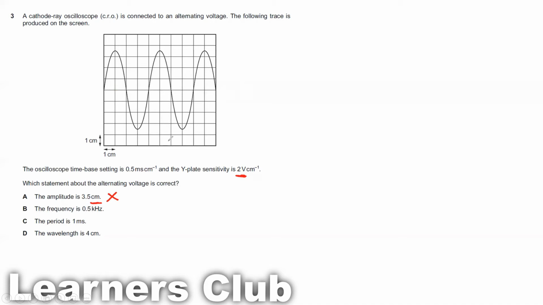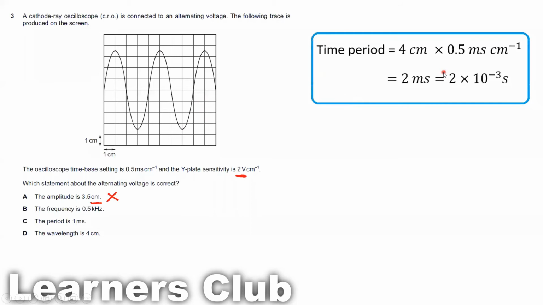In order to find the frequency, first we have to find the time period. So time period is equal to the number of divisions for one wave. So for example, this is one wave. You can see this whole thing is one wave.